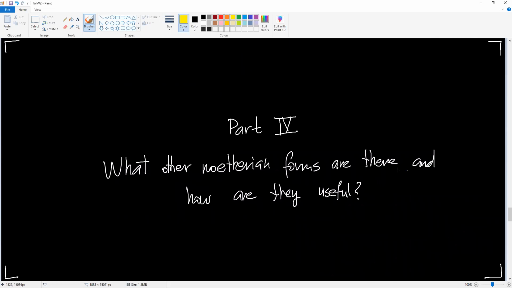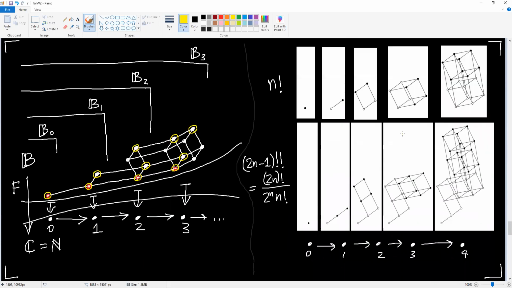Now the remaining parts of the talk are rather short. So in the fourth part, I wanted to show an example of some combinatorics that we can do with Noetherian forms, but I don't think that we have time for that. So I'm going to skip that.